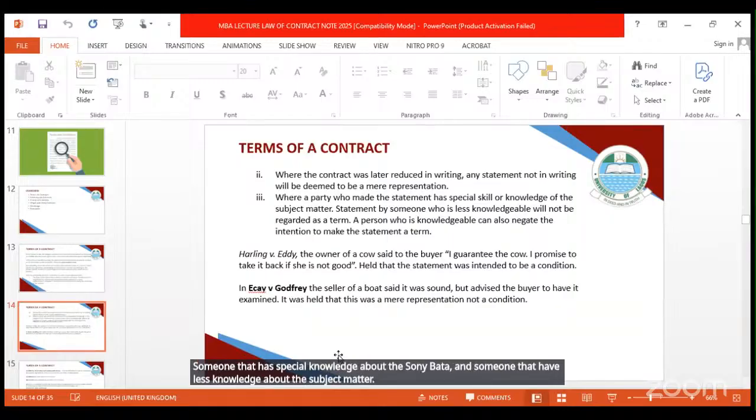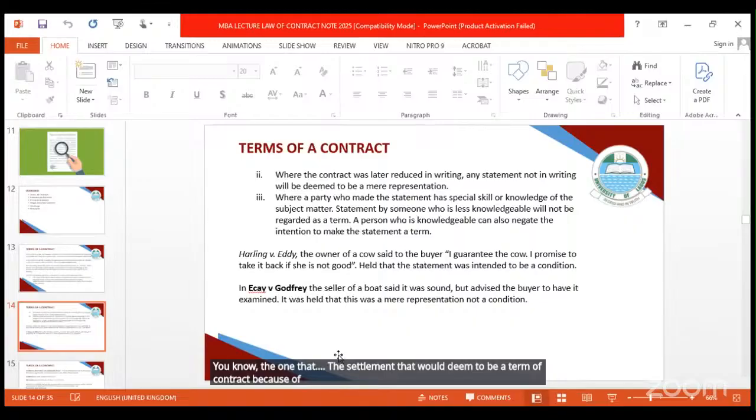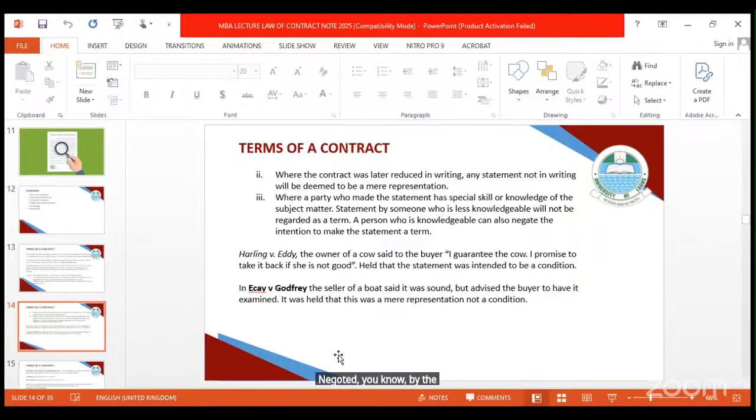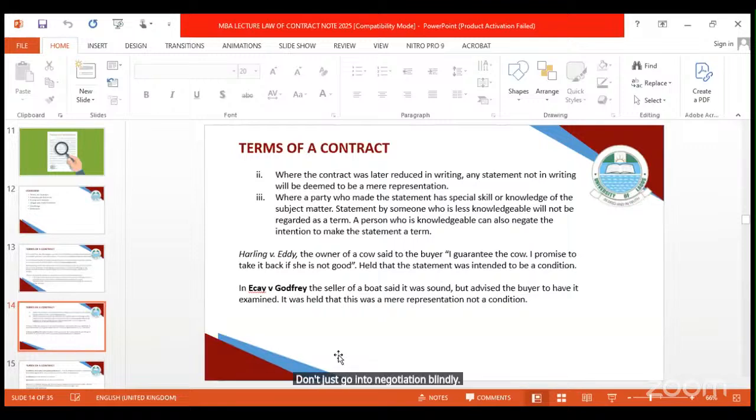Then, of course, it is deemed that the statement of the person who is knowledgeable is the one that would be deemed a term of contract because of his knowledge of the subject matter, even though that can be negated by the intention of the parties. So as professionals, as businessmen and women, when you are negotiating a contract with someone, the first thing is to know the capacity of that person, know the person you are dealing with. Don't just go into negotiation blindly. Always try to know the person that you are dealing with. Very, very important.